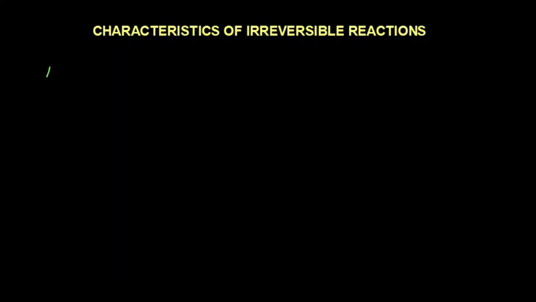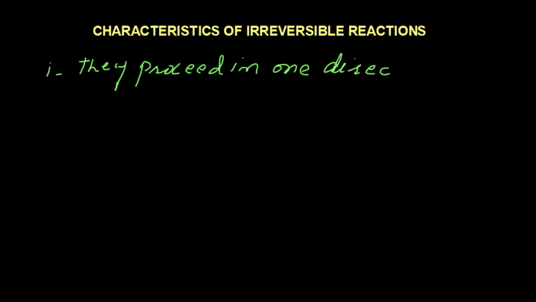What are the special characteristics of irreversible reactions? The first important characteristic is that irreversible reactions proceed in one direction. It means they are unidirectional. Reactants are converted into products and the reaction automatically stops.